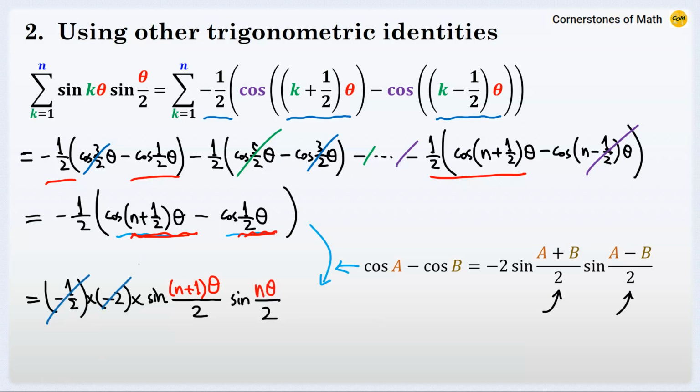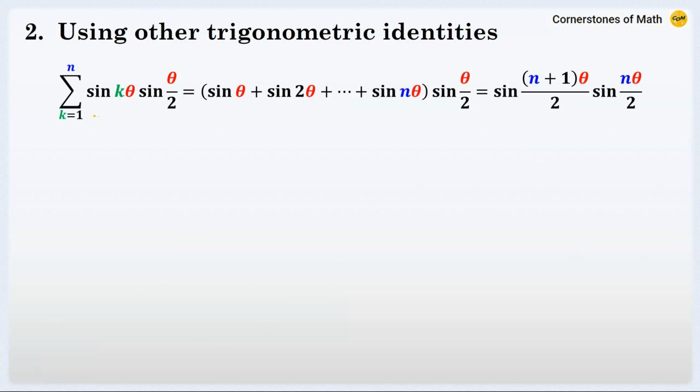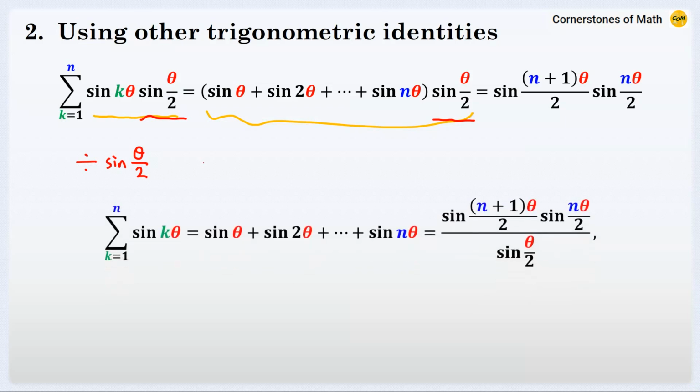So these two cancel out. So we have this as a result of this summation. So we have the summation of these terms. So if we divide by sine theta over 2, we obtain this. The summation of sine k theta equals sine (n plus 1) theta over 2 times sine n theta over 2 over sine theta over 2, which is the second identity we wanted to prove.